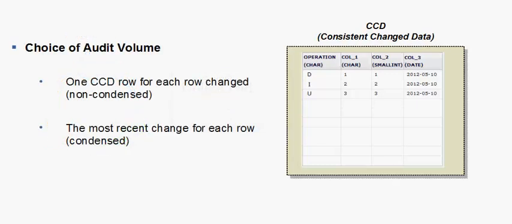Now let's look at some options you have with CCDs. The first tells Replication how much history you want. You can choose to record every change that happens as a row in the CCD. This is called a non-condensed CCD. Or you can choose to have only the most recent change for each row on the source, and this is called a condensed CCD.